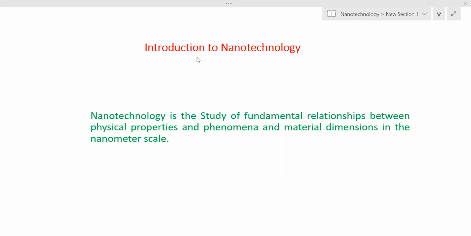In this lecture, we will see the attributes of nanotechnology studies and the different things that come under nanotechnology. Firstly, the definition: nanotechnology is the study of the fundamental relationship between physical properties, phenomena, and material dimensions in the nanometer scale. Basically, it's about studying the properties of materials in nanoscale, that is, with at least one dimension between 1 nanometer and 100 nanometer, and also the phenomena exhibited by these materials.